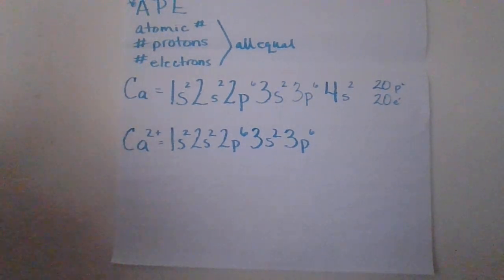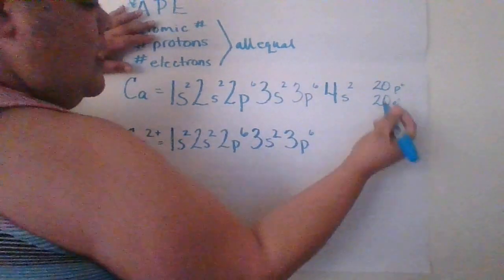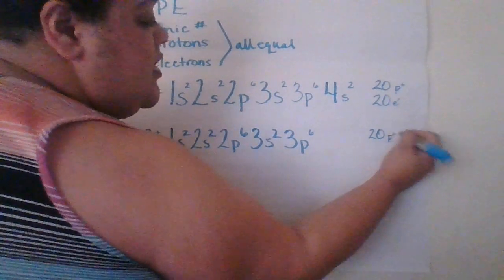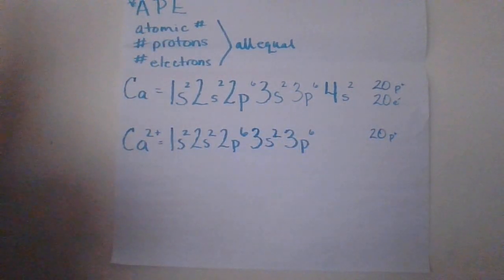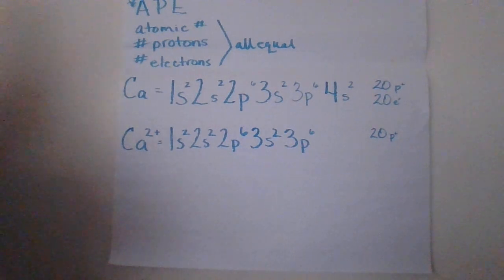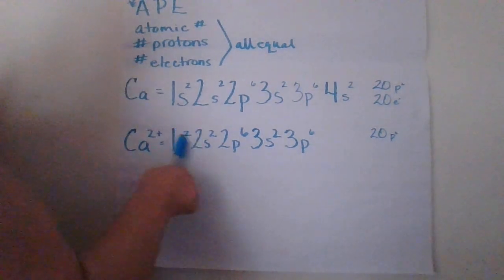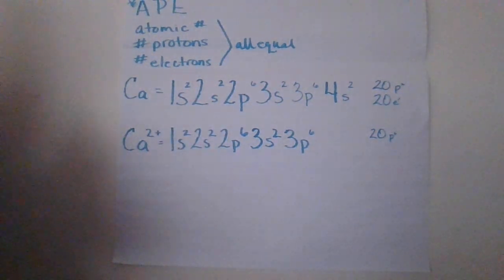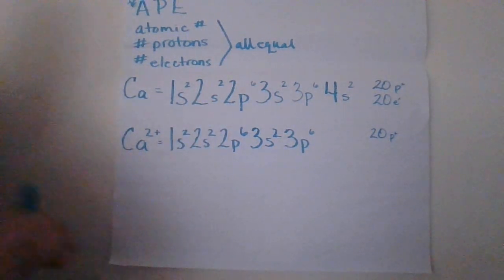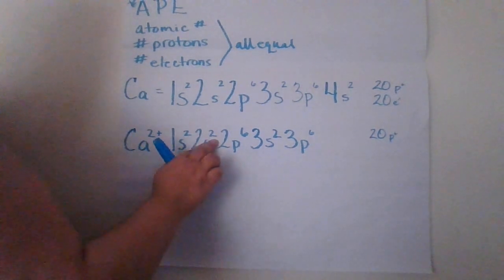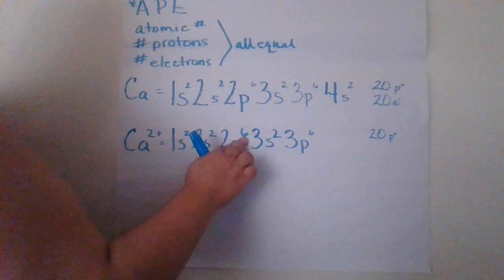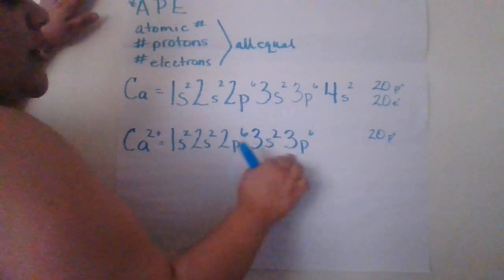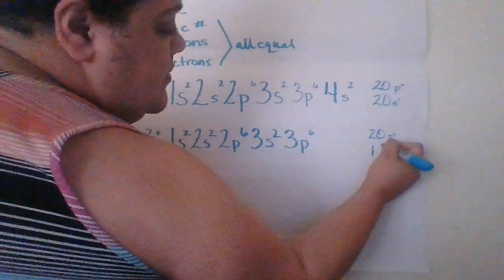And let's check this. We know that it did not lose any protons, so it's still going to have 20 protons. But because it lost 2 electrons, the way in which we can double check our work is to count how many electrons are notated in my configuration. So here again, we have 2 and 2 is 4, 4 and 6 is 10, 10 and 2 is 12, and 12 and 6 is 18.